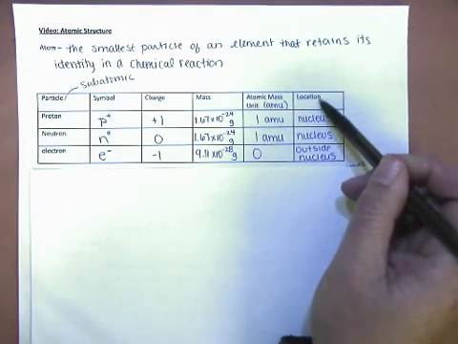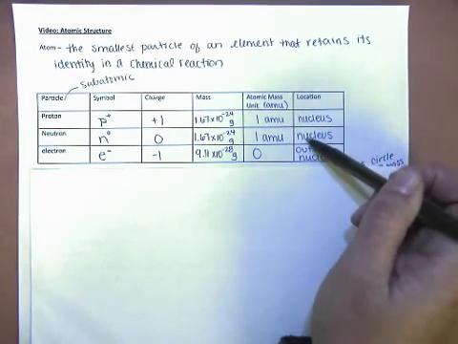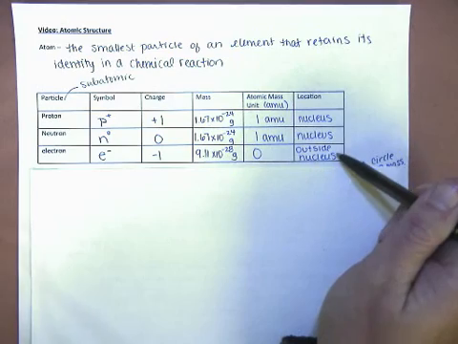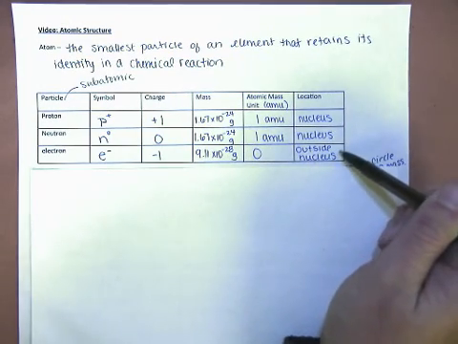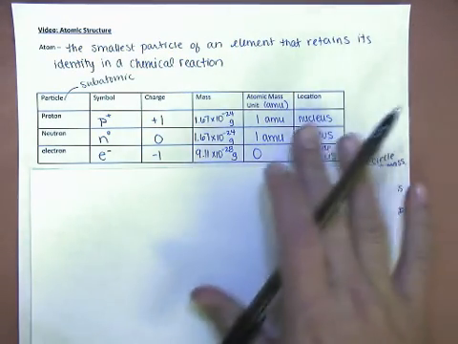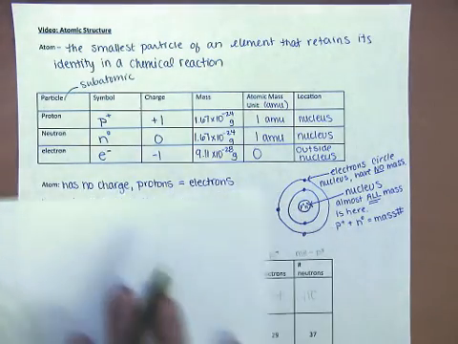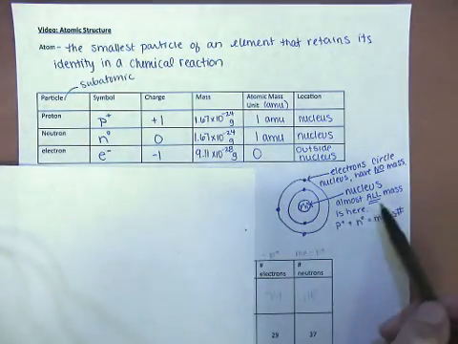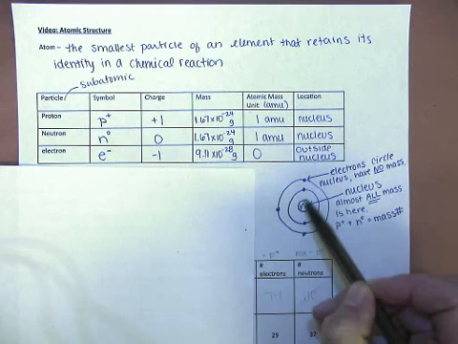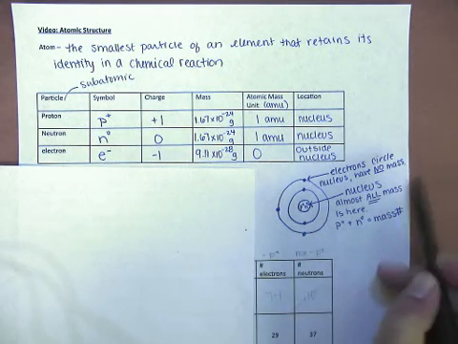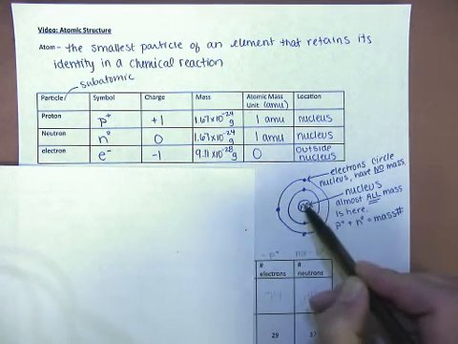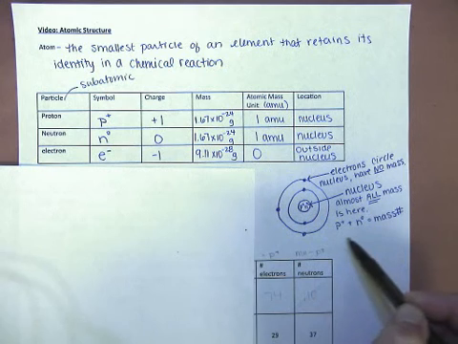Their location in an atom: protons and neutrons are both found in the nucleus. Electrons are found outside of the nucleus. We find them on rings around the atom. So if we are to look at an atom, we have our nucleus in the middle with our protons and neutrons. Almost all the mass is here inside our nucleus.